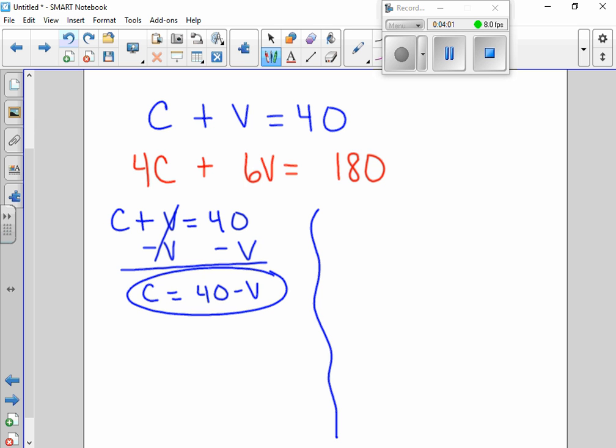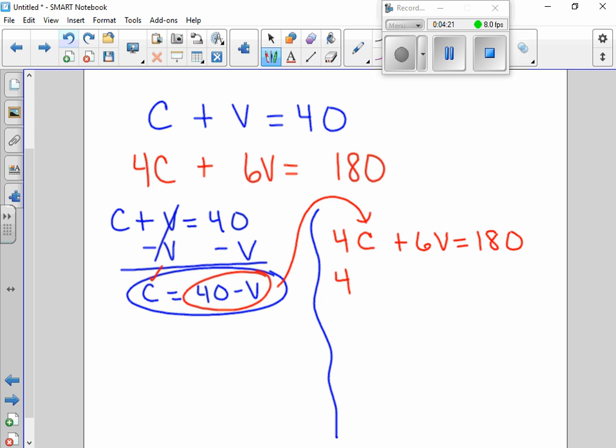Done. Okay, next what I'm going to do is take that and plug it into the second equation right where the C is. So this tells me what C equals. I can replace that with 40 minus V. Make sure you use parentheses as Ms. Sucre stated in the last video. We got 40 minus V plus 6V equals 180.